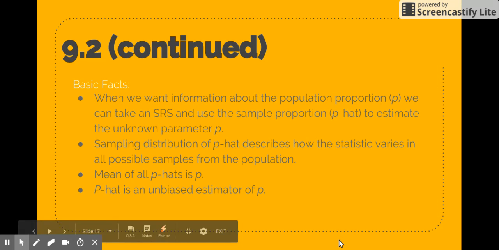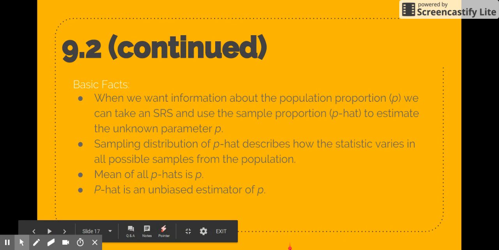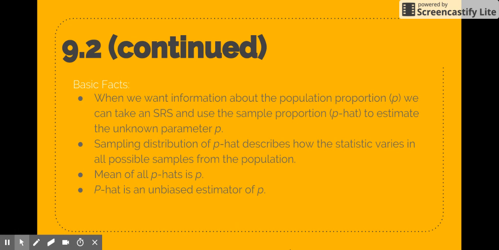So 9.2 continued, just some basic facts to remember while going through this chapter. When we want information about the population proportion p, we can take an SRS and use a sample proportion, p hat, which is what the formulas were all about last slide, to estimate the unknown parameter p. The sampling distribution of p hat describes how the statistic varies in all possible samples from that population. And then the mean of all p hats is p, and p hat is an unbiased estimator of p.